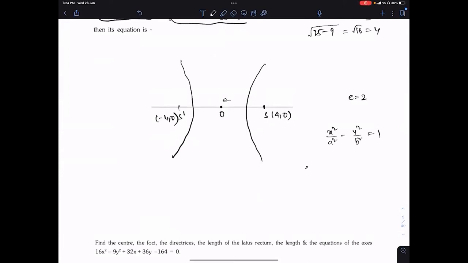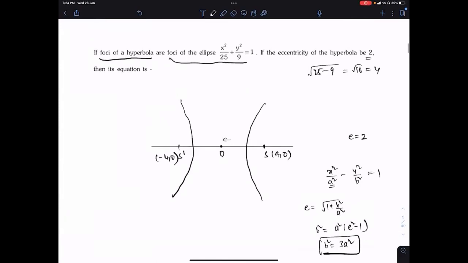So e is square root of 1 plus b square by a square. So b square can be written as a square into e square minus 1. Already they have given e, that is how much? 2. So b square is 3a square. So if you know a square, then everything we can find. Okay, let us see.